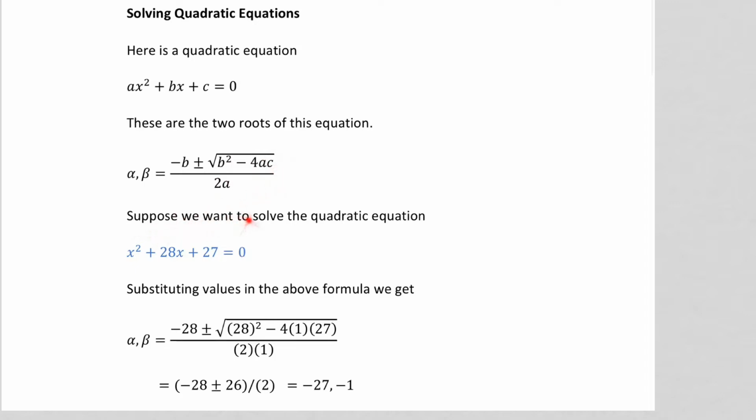Suppose we want to solve the quadratic equation x square plus 28x plus 27 is equal to 0. So first we identify a, b and c. A in this equation is 1. B in this equation is 28 and c is 27. These values are substituted appropriately into this equation and the result is alpha beta is equal to this expression, which finally gives us the roots alpha and beta as minus 27 and minus 1.